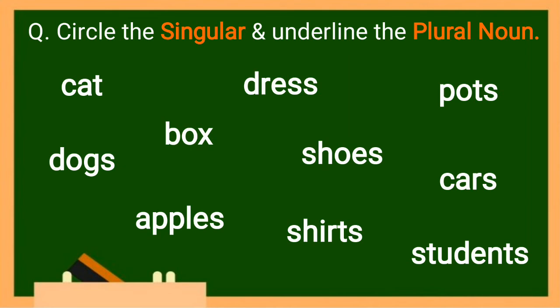Okay. Let's see one example of a plural noun. Dogs, shoes. So, dogs and shoes are plural nouns. So, we will put an underline for these two plural nouns. So, remaining all you have to do, children, by yourself.